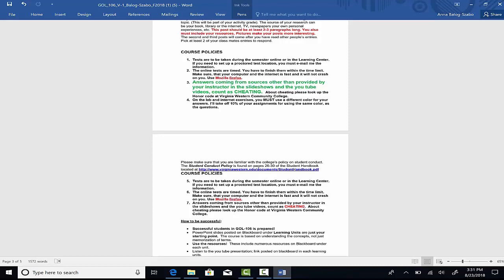I will do everything according to that. When you do the lab or internet exercises, it is extremely important that you use a different color for your answer, so it makes it easier for me to grade it. Do not forget, because I will take off points if you don't do that.